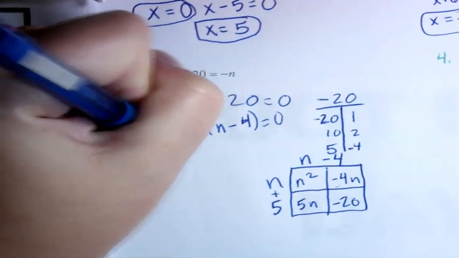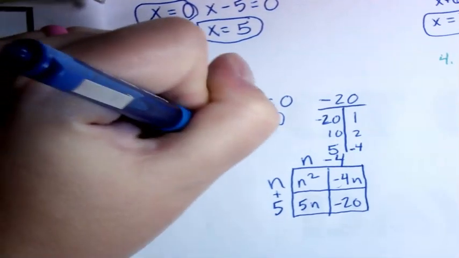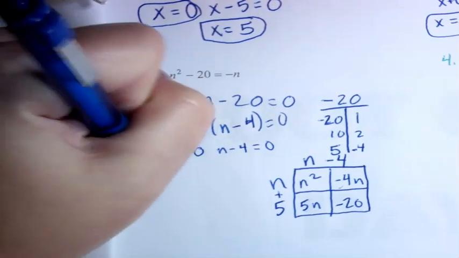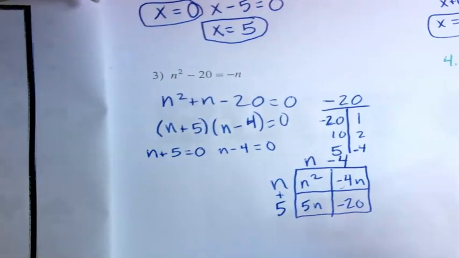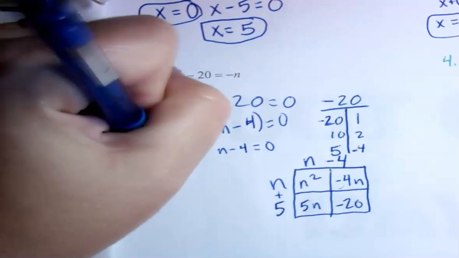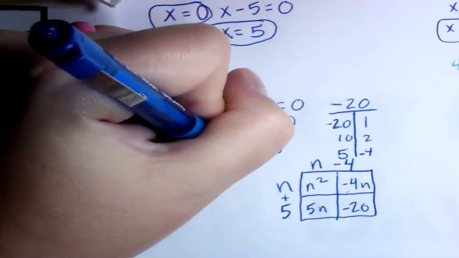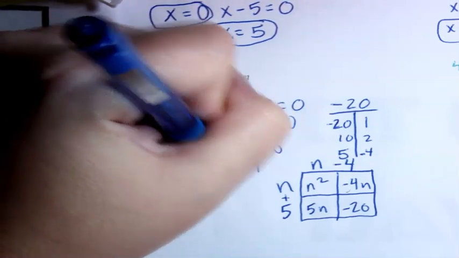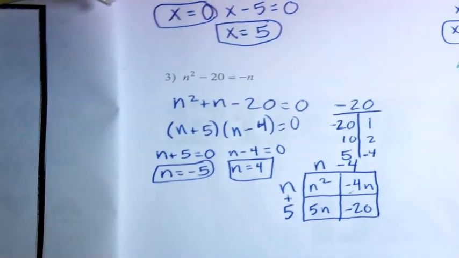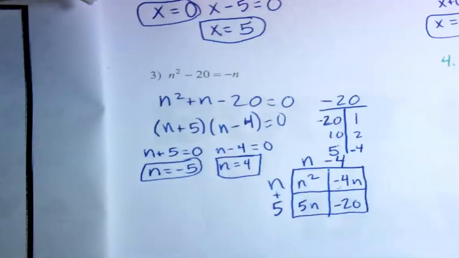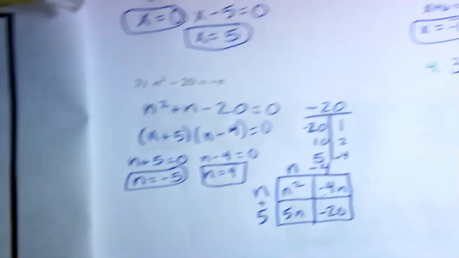All right, we're now going to solve n plus 5 equals 0 and n minus 4 equals 0. We're going to subtract 5 on both sides. We're going to add 4 on both sides. And voila! We have n equals negative 5 and n equals 4. Cool.